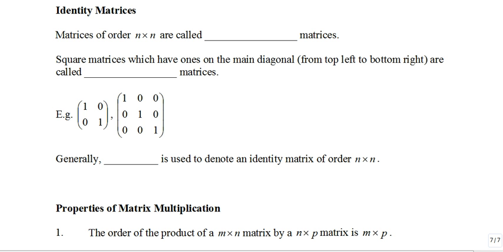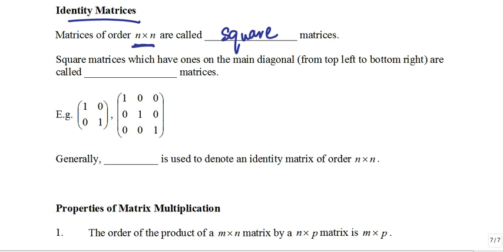We want to finish off matrices by looking at a few special matrices and the properties of matrix multiplication. The first type of special matrices we want to look at are your identity matrices. You have come across this before. Matrices of order n times n have the same number of rows and columns. These are called, if you recall, square matrices, and we look at square matrices which have 1 on the main diagonal from the top left to the bottom right.